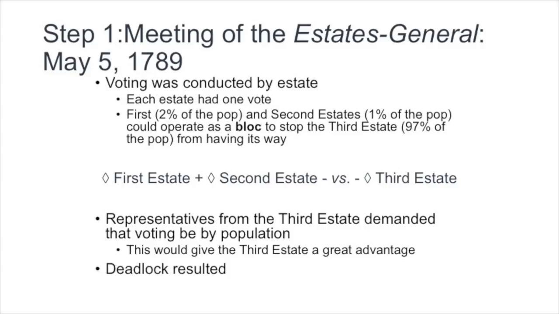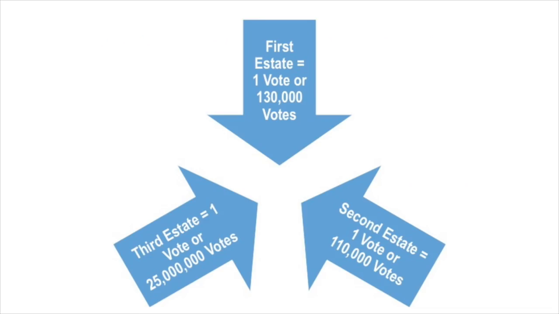Basically, you always had the more privileged estates blocking the less privileged third estate. Now, representatives from the third estate demanded that voting be done by population. This would give them the advantage, but it would also give the advantage to the vast majority of French citizens. This, however, did not work. It deadlocked in the result, and eventually the third estate would be kicked out. So this diagram does a very good job of demonstrating what that voting block would have looked like.